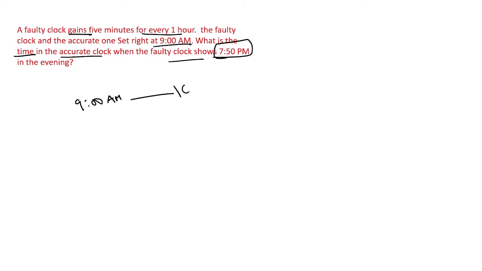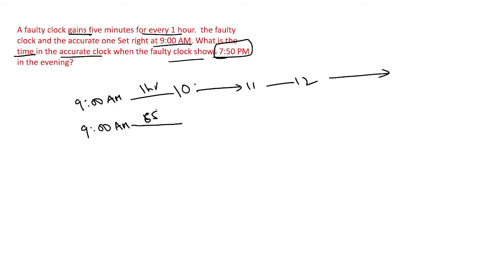After 1 hour, the original one shows 10. After 1 more hour, 11. After 1 more hour, 12. Like that, the original one is going to pass the time. But in the wrong one, you are setting at 9 a.m. After 60 minutes, that is after 1 hour, it is going to gain 5 minutes. That means it is going to move by 65 minutes. So it's going to show 10:05, then 11:10, and the process is going to continue like this.